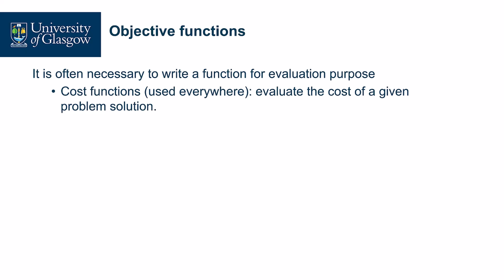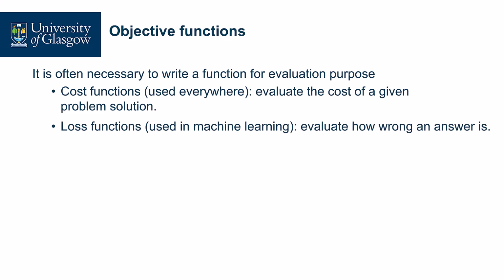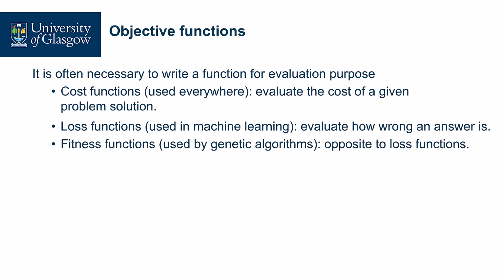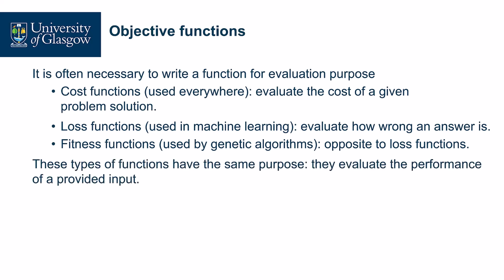In machine learning, we often call it a loss function. Loss function means I give an answer, but I will tell you how wrong it is. In genetic algorithms, we often call it a fitness function. This is the opposite, telling how good a candidate solution is. So all in all, these types of functions have the same purpose, which is to evaluate the performance of a provided solution or input. So writing an objective function is very important.